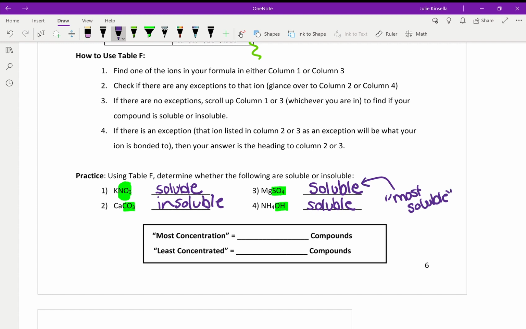The other thing that sometimes throws off students is when they ask which one would have the highest concentration or which one would have the lowest concentration. Whenever you see the highest concentration, you want the soluble compound. If you see the least concentrated or the lowest concentration, then you're looking for your insoluble compound. So just keep that in mind as you go on and do some of the practice. And that's it.